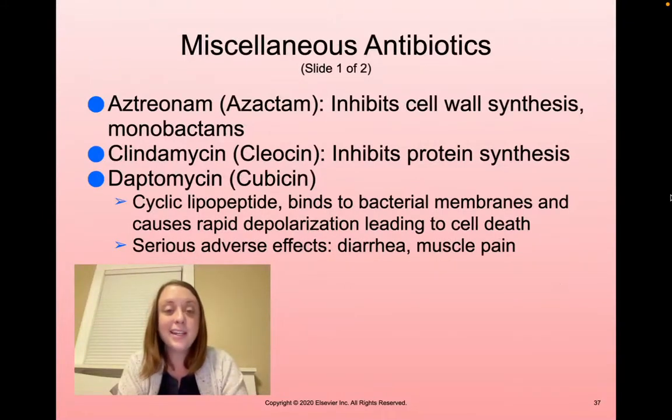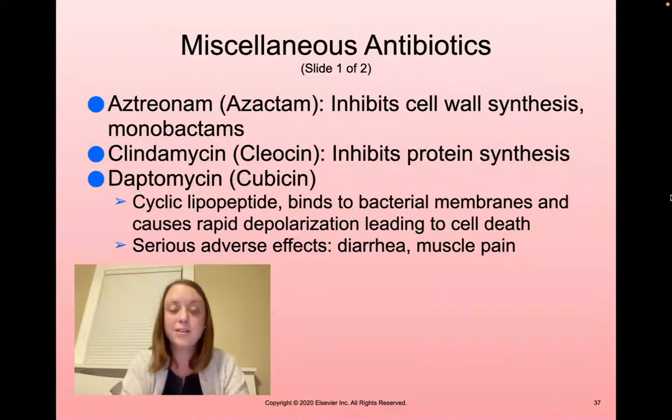So now we have some miscellaneous antibiotics left to look at. There's aztreonam, which is Azactam. This inhibits cell wall synthesis, like monobactams. There's clindamycin or Cleocin, which inhibits protein synthesis. And then there's daptomycin or Cubicin. Now, these are cyclic lipopeptides, and it binds to bacterial membranes and causes rapid depolarization, leading to cell death. But some serious adverse effects here include diarrhea and muscle pain. So we do have to watch that, particularly watch for the muscle pain with these drugs.